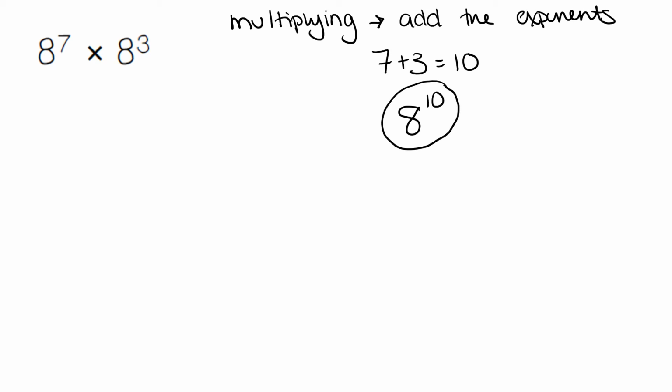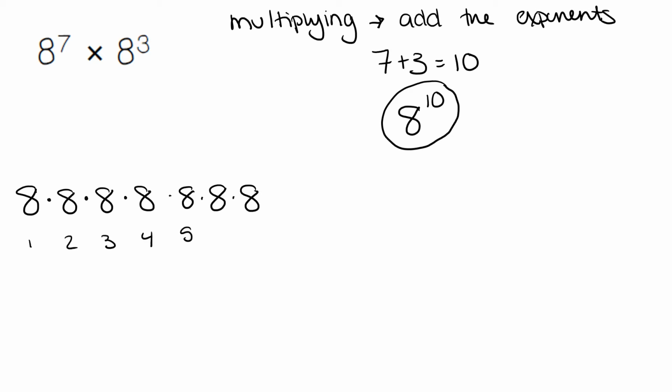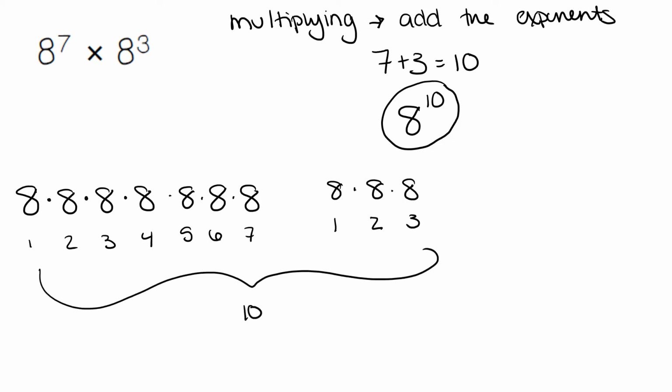Now I'm going to show you why that works. I'm going to start with 8 to the 7th power. I'm going to write that out as 8 7 times. I'm going to do the same thing with 8 to the 3rd power. If I take all 7 on the left and the 3 on the right, I have a total of 10 eighths, 8 to the 10th power.